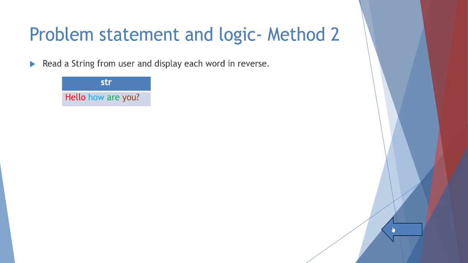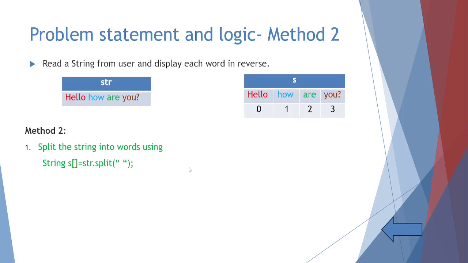The second method: read a string, but we use the split method of the String class. We split the string into words using String s[] = str.split(" "), where a space is passed as a delimiter, which will create an array of strings. S of 0 refers to hello, S of 1 how, S of 2 are, S of 3 you.